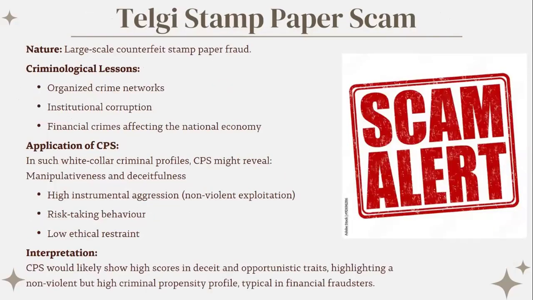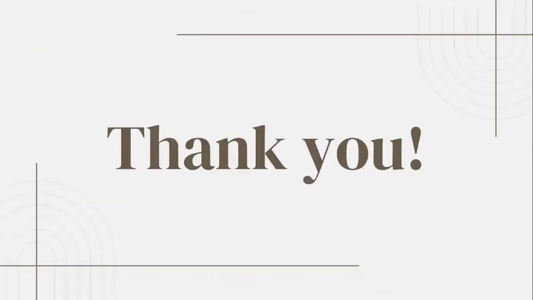Telgi, if you see the Telgi stamp paper case, that was a very famous case. There was an organized crime network, institutional corruption, and financial crime. If you see the application of CPS: high instrumental aggression, non-violent exploitation, risk-taking behavior, low ethical restraint. So this is how they operate and how the scale is applicable in different types of cases. I am explaining that also. Next. So this is it, thank you.